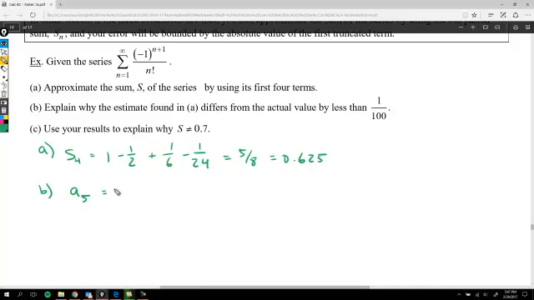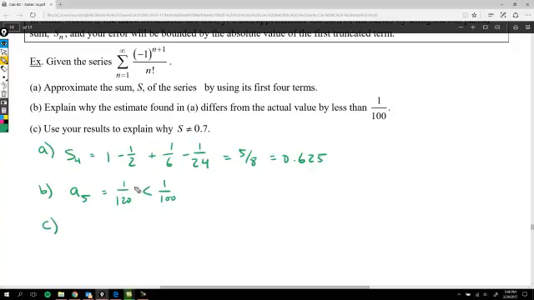Now my fifth term, if I plug 5 into here, is 1 over 120. This is my maximum error. This is less than 1/100th. So this is why my error is going to be less than 1/100th, or it differs from the actual value by less than 1/100th, because my error is the next term, which is 1 over 120. And that's really all you have to say.